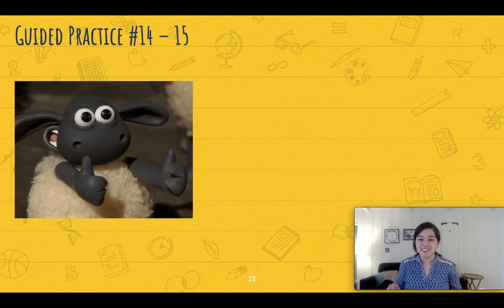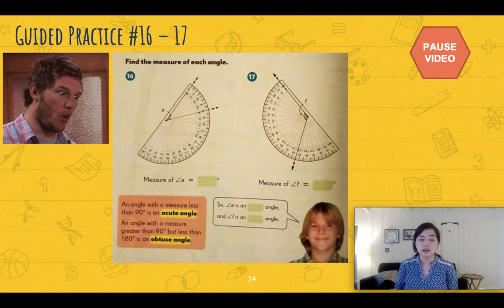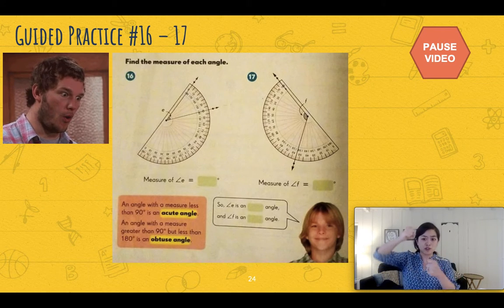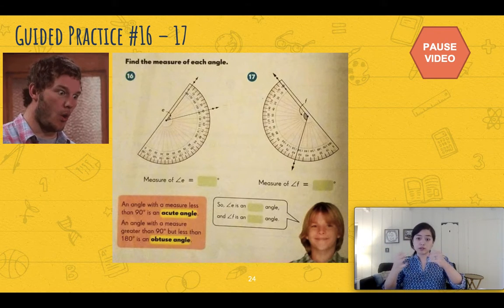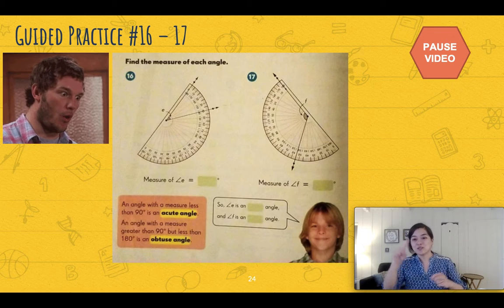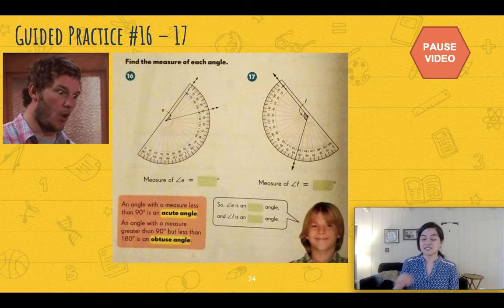All right, nice. So let's move on. Please try numbers 16 and 17 on your own. Now, as you practice this, I would recommend that if you have the book, you should move the book or move your head so you can see where the numbers lie. That's what I did.